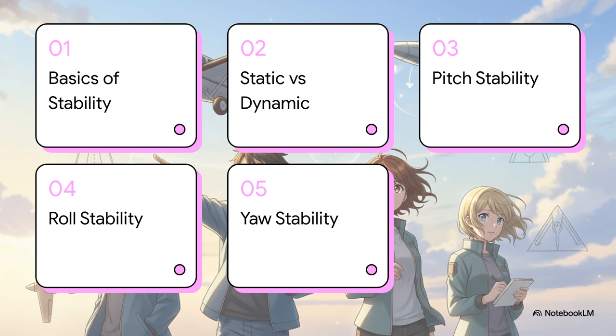To make sure you totally nail these concepts on your exam, we're breaking this down into 5 logical buckets. 1. The basics of stability. 2. Static versus dynamic stability. 3. Pitch, or longitudinal stability. 4. Roll, which is lateral stability. And 5. Yaw, known as directional stability.